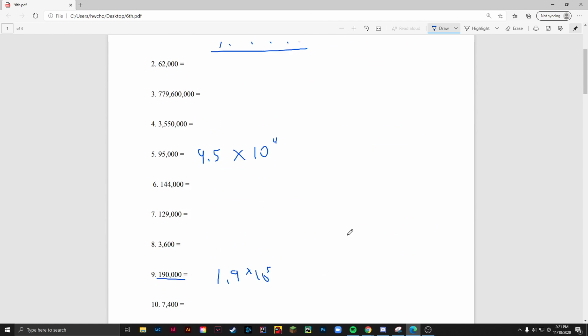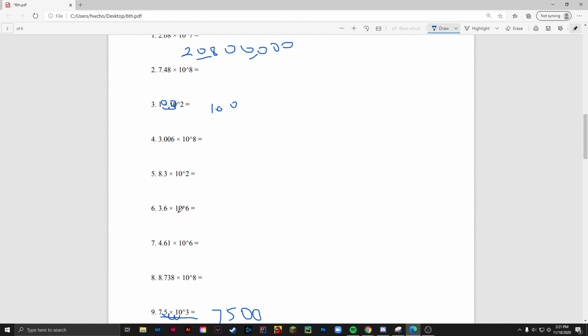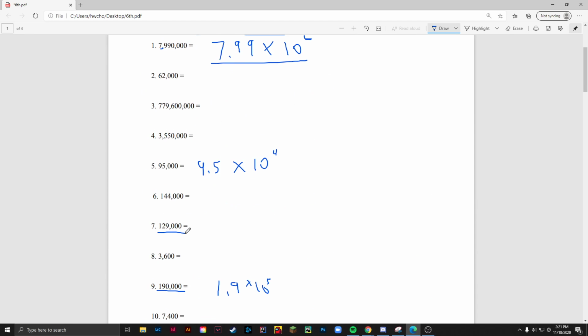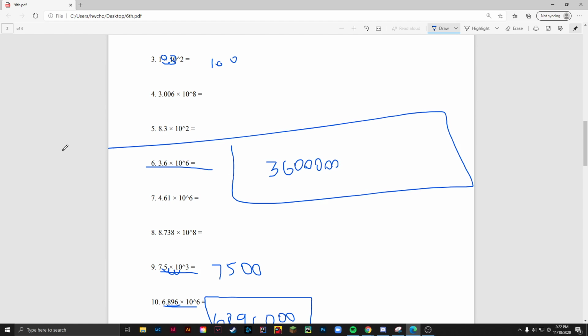So apparently, since they need more time, scientific notation. Let's go over one more problem from each of these. Right here, 1,129,000 is going to be 1.129 times 1, 2, 3, 4, 5 decimal places, 10 to the 5th. Number 6 right here, 3.6 times 10 to the 6th. It's going to be 3, 6, and then there's 5 zeros because it's 10 to the 6th, and we only have to move over 1. 1, 2, 3, 4, 5. And there we go.